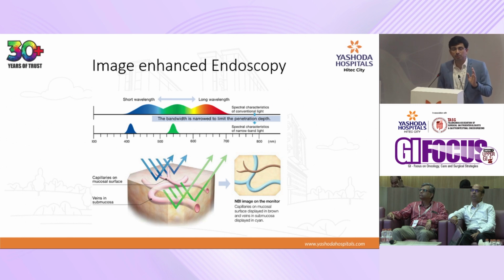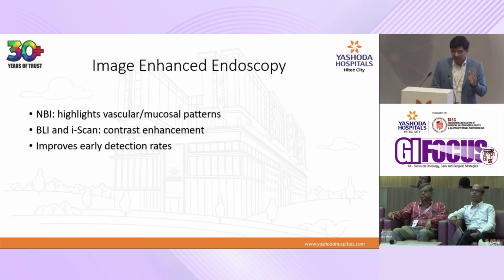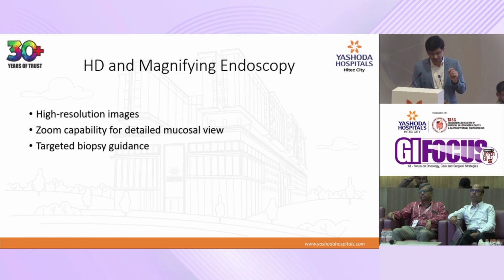So we are able to see the vasculature clearly, and because these are shorter wavelengths, they don't penetrate deeper into the esophageal wall, hence only the mucosa and submucosa are seen. This helps us to assess the vascular pattern and also the mucosal surface pattern in detail, like in a microscope. For Olympus systems, they use the technology called narrowband imaging. For Fujifilm, it is called blue light imaging, and Pentax uses i-scan. These help us to detect early lesions.